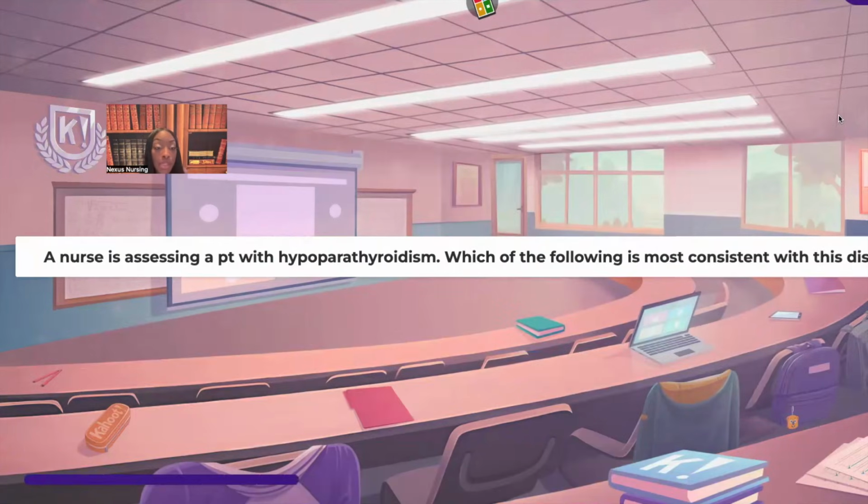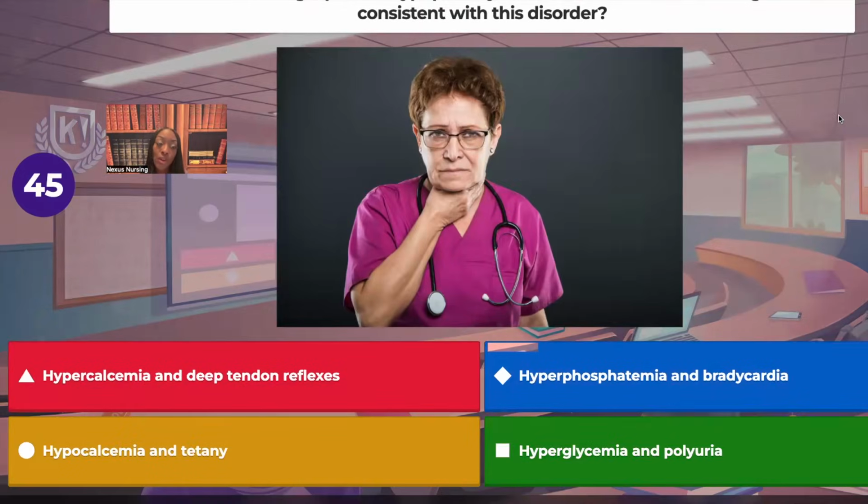A nurse is assessing a patient with hypoparathyroidism. Which of the following is most consistent with this disorder? Would it be hypercalcemia and deep tendon reflexes, hyperphosphatemia and bradycardia, hypocalcemia and tetany, or hyperglycemia and polyuria?